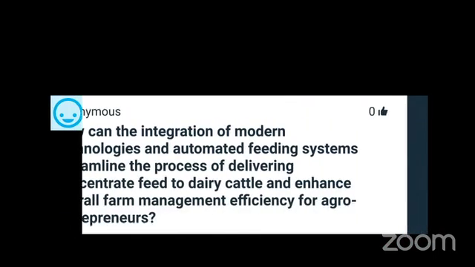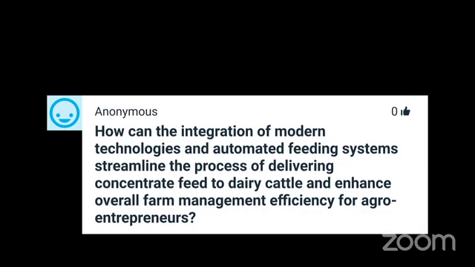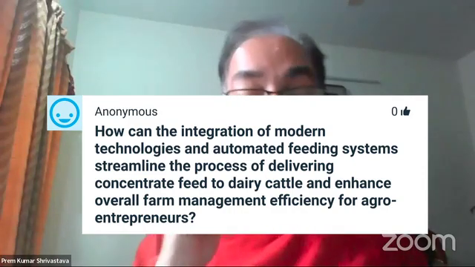Yes. Okay. How can the integration of modern technologies and automated feeding systems streamline the process of delivering concentrate feed to dairy cattle and enhance overall farm management efficiency for agro entrepreneurs? Again, a very good question.